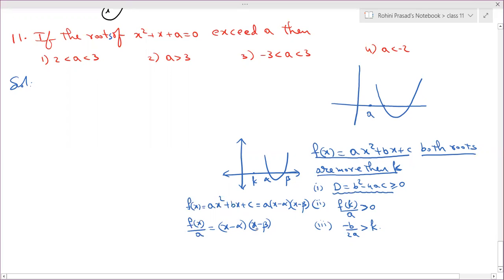So k minus alpha, k minus beta both should be lesser numbers, so negative numbers. So this should be negative and this should be negative for x equal to k. So for x equal to k, these two are negative, the product is positive. So the f of k by a is nothing but k minus alpha into k minus beta. This should be greater than 0.